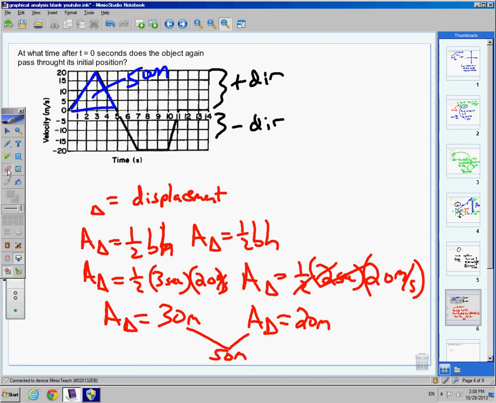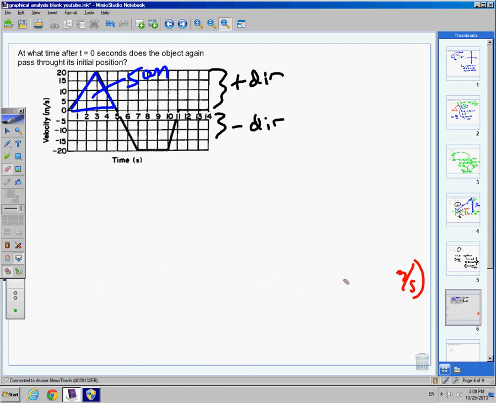Then, since I'm running out of room, I'm going to erase all this. And now I need to know at what point will the object, when it goes below the x-axis, actually equal 50 meters or greater, because it says it will pass through. So it's not actually trying to be at the same distance.